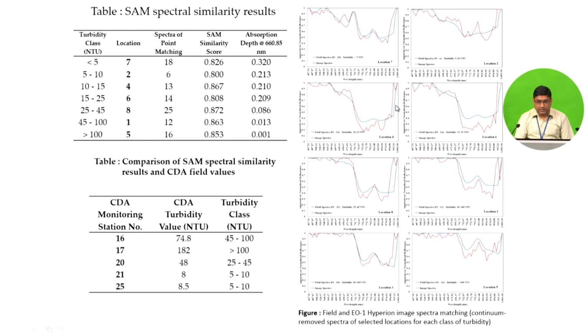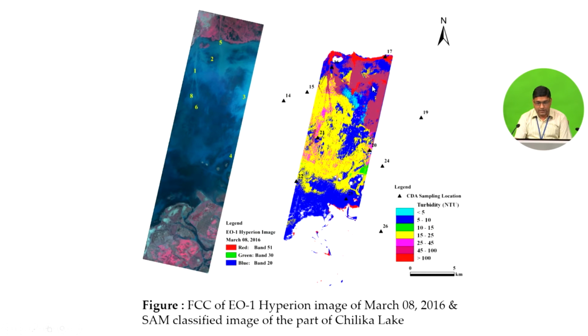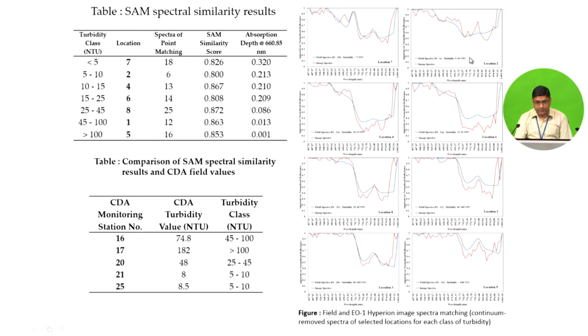So here in this figure you can see the closeness of field spectra and the image spectra. You can see in each of the points, these are the sample points. The location of these sample points are shown in this FCC as 1, 2, 3, 4, 5, 6, 7, 8. So at each of these 8 locations, what is the closeness of image spectra and the field spectra? You can see that in each of these points it is closely matching with each other. And in this table you can see the SAM score. If it is considered that when SAM score is close to 1, the similarity between two spectra is very high.